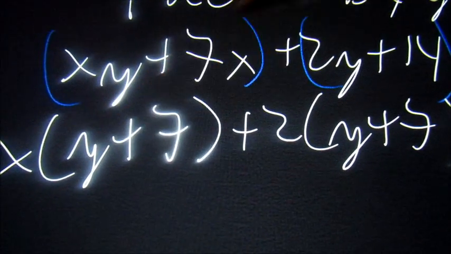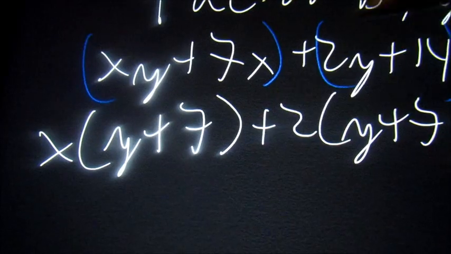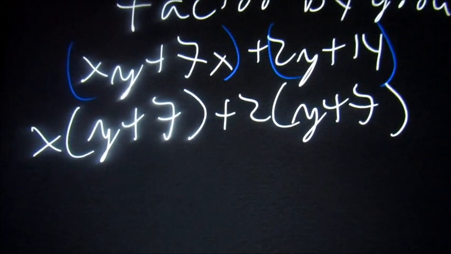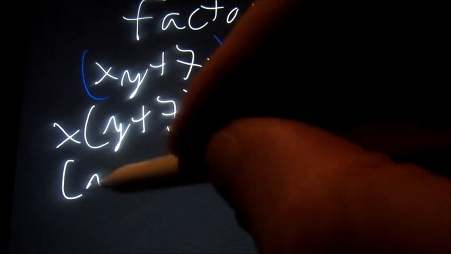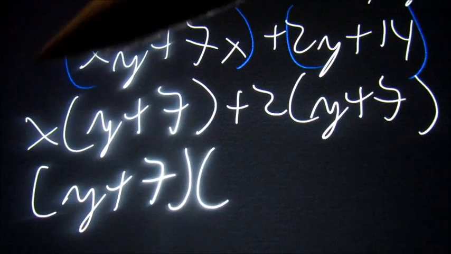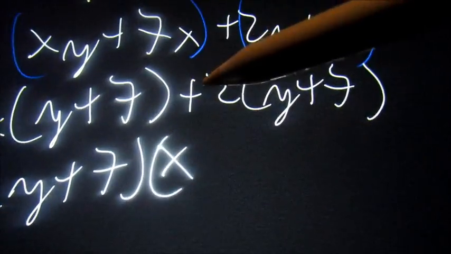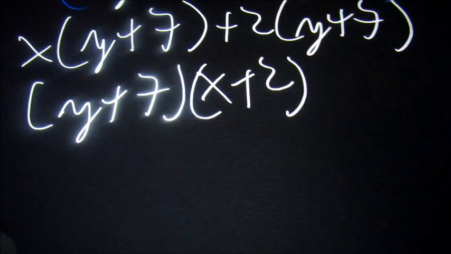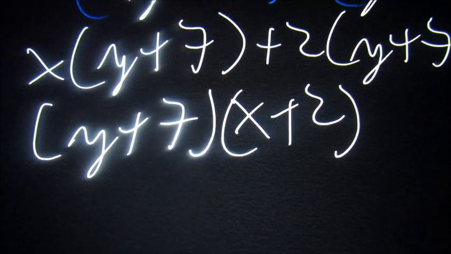Now, is what's in parentheses exactly the same as each other? Yes, so we can factor that out, which is y plus 7. And then open our parentheses again. What do we have left? We have an x and we have a plus 2. And this is our factor.